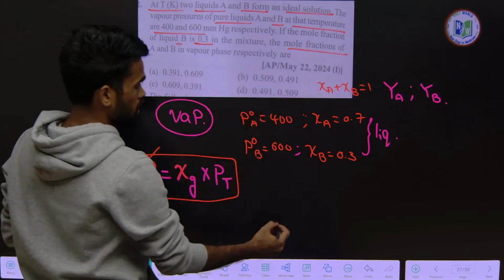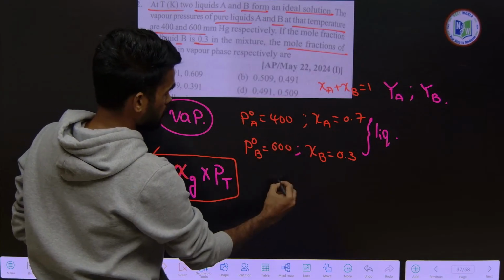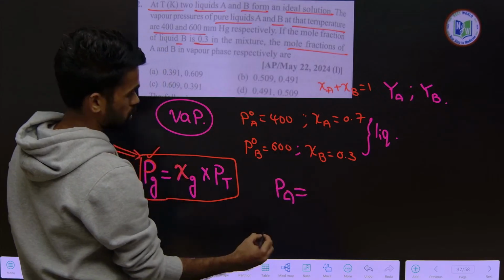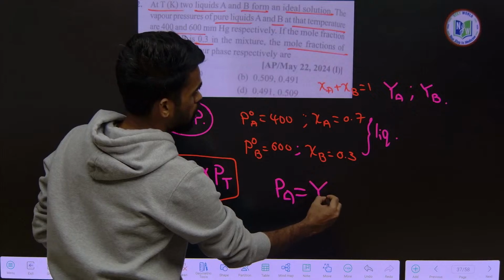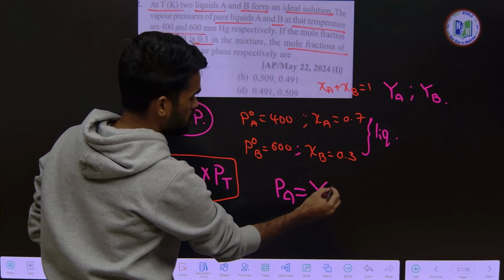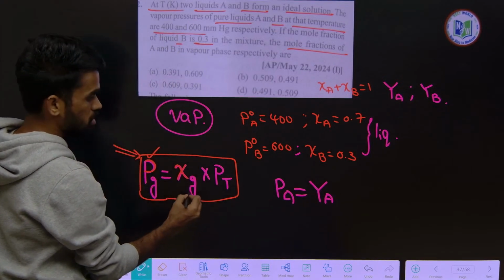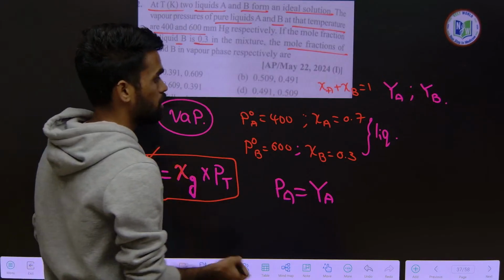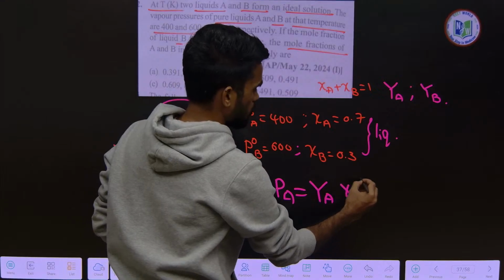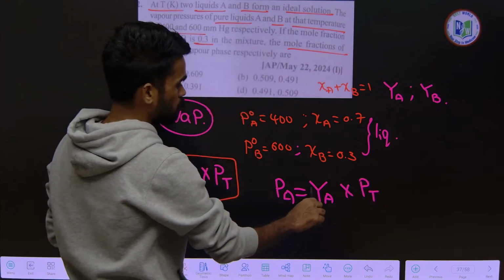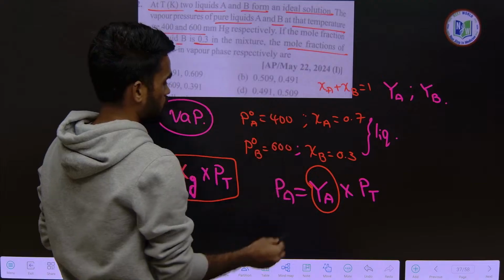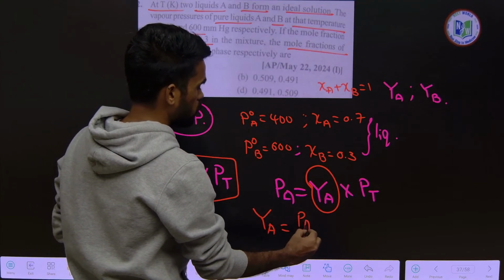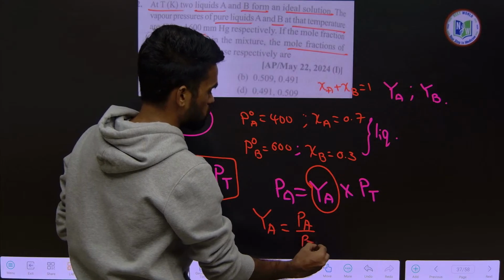So the partial pressure of component A will be equal to the mole fraction of component A in its gaseous phase, because this is applicable for gases only. That's why I am writing the mole fraction of A in the gaseous phase, Ya, into P total. That's it. What we require here is this Ya. So Ya can be written as Pa by P total. We are almost done with the concept.